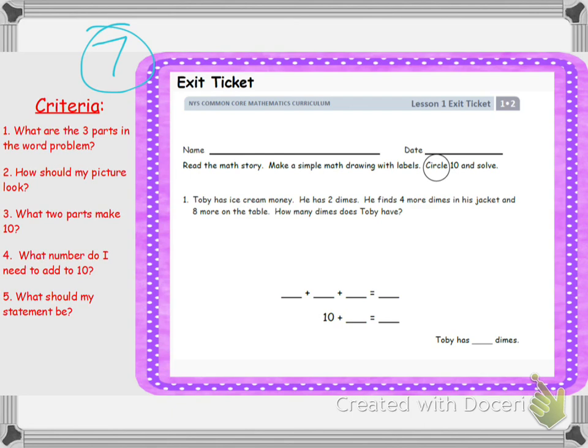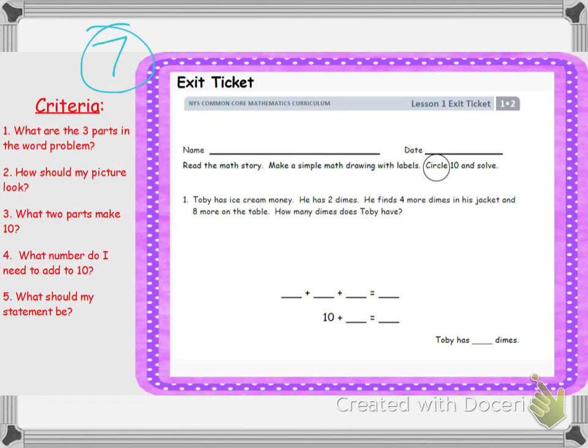All right. So I'm going to read it to you. You're going to solve it. Toby has ice cream money. He has 2 dimes. He finds 4 more dimes in his jacket and 8 more on the table. How many dimes does Toby have? I'm going to read it again. This time do cubes. Toby has ice cream money. He has 2 dimes. He finds 4 more dimes in his jacket and 8 more on the table. How many dimes does Toby have?